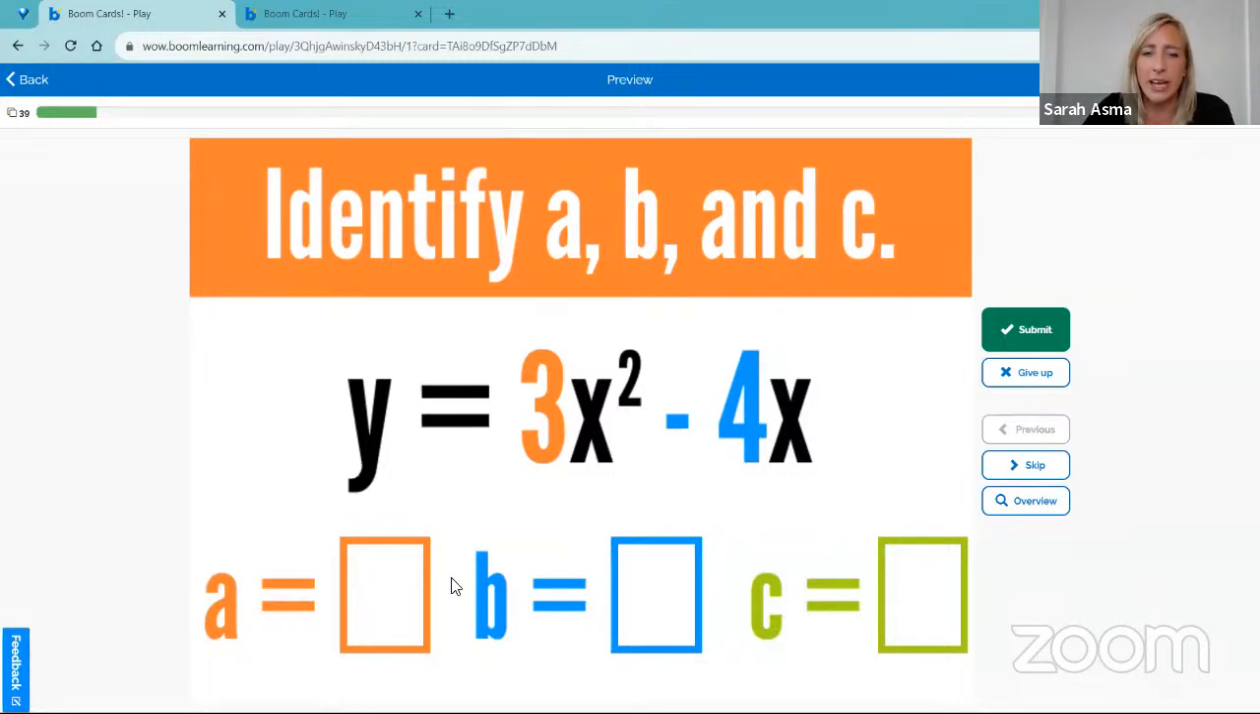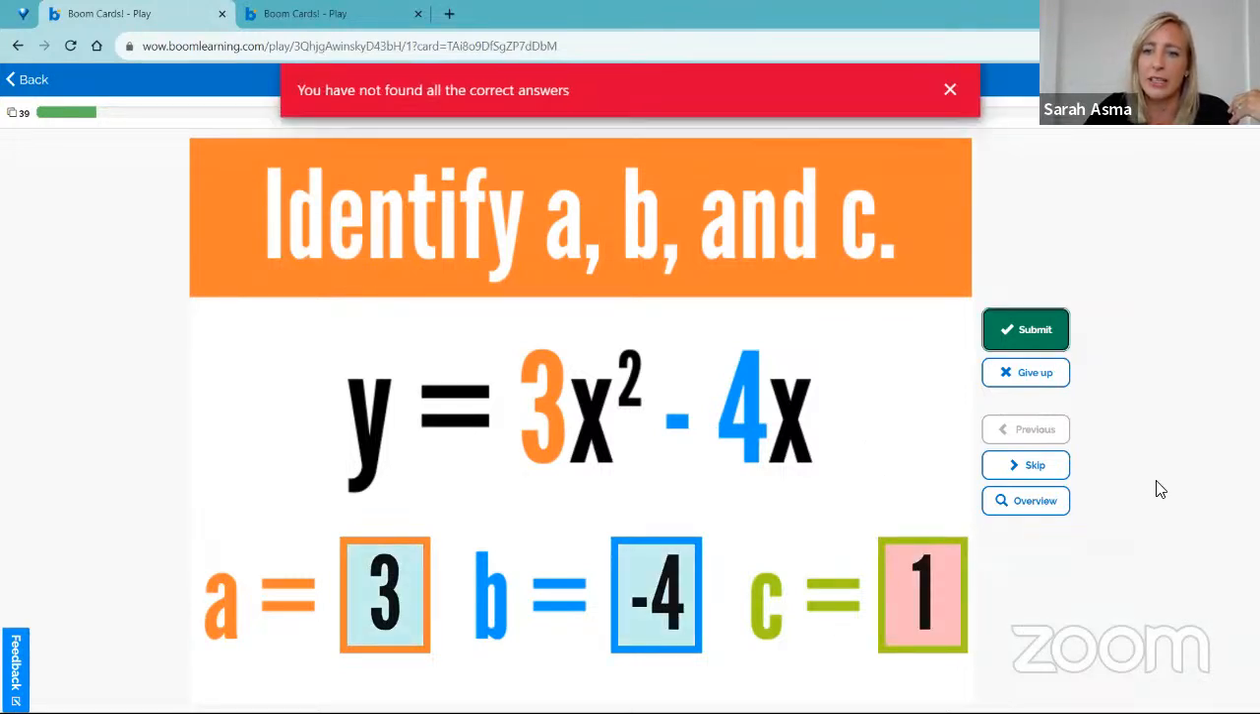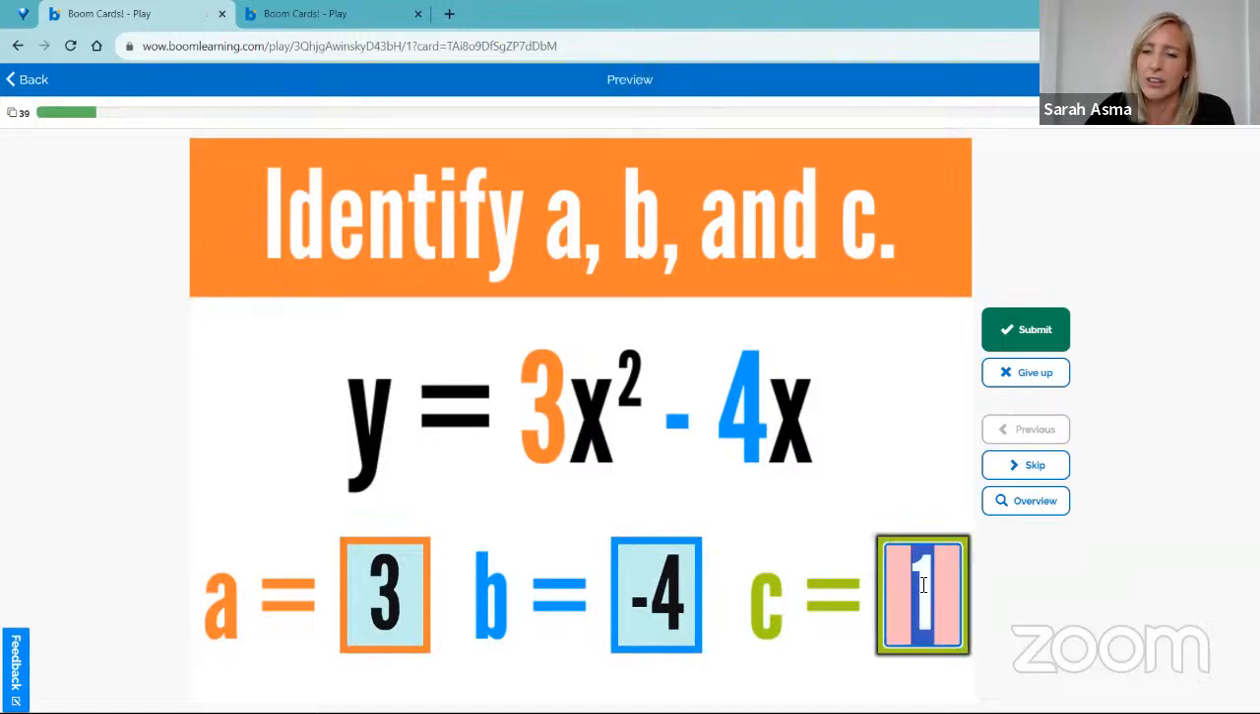So here they would type in the values of A, B, and C. Here you can see that the 3 is in front of the x squared. The B this time is a -4, and then your constant is missing. So if they get part of it wrong when they go to type that in, I love that Boom will let them know which parts of their answers are correct and which part is missing or needs to be fixed, so they can go back and fix those.